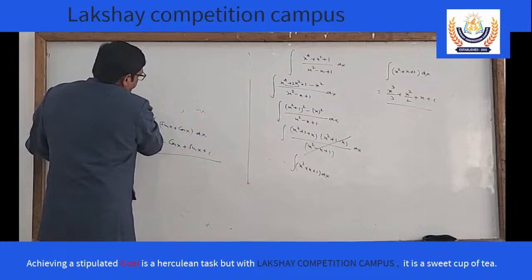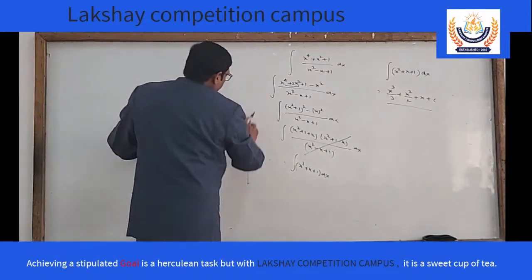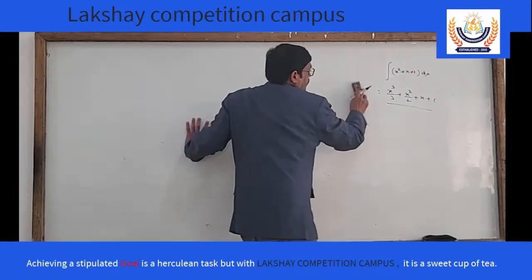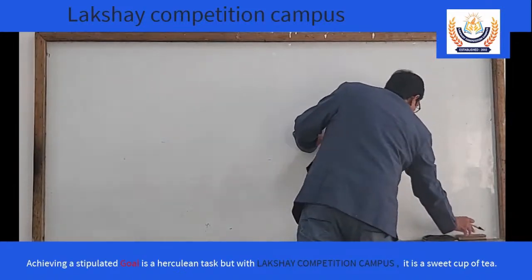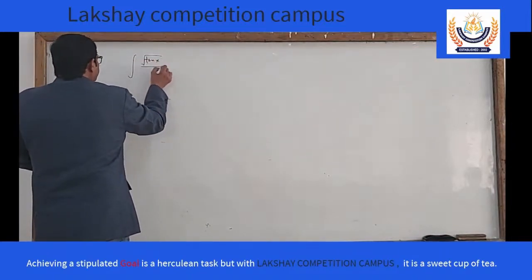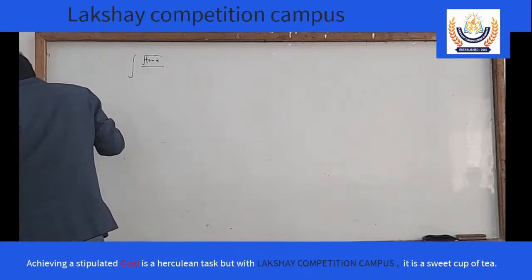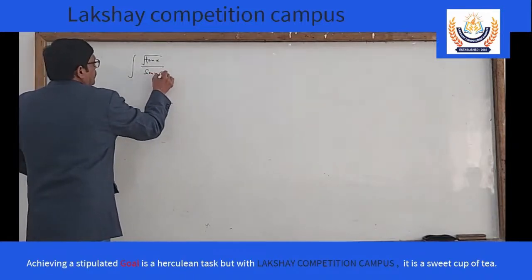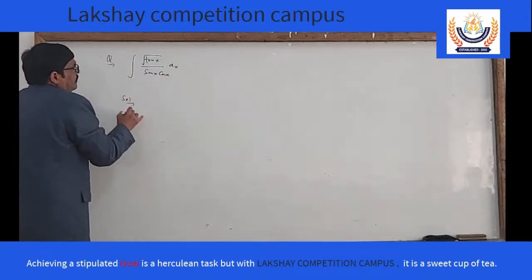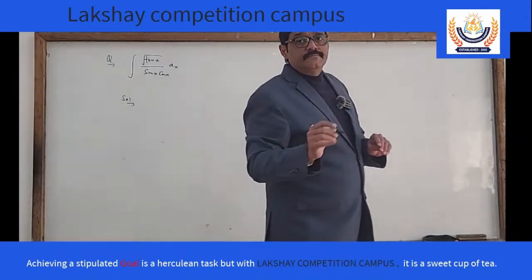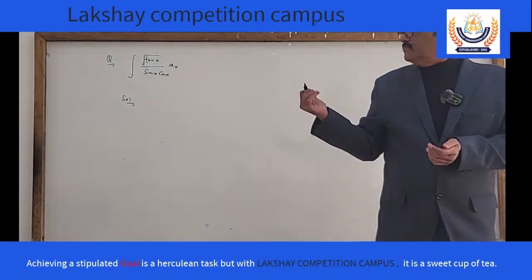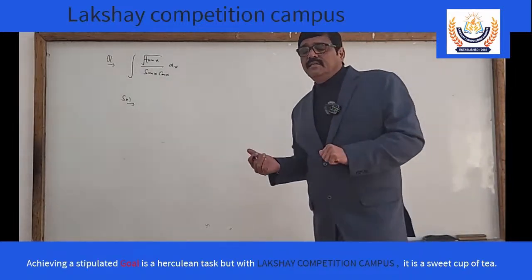root tan x upon sin x into cos x, under root tan x upon sin x cos x. This is the question, and the solution is here. You convert this problem into tangent and secant. These types of problems are to be solved by converting into tan or secant.